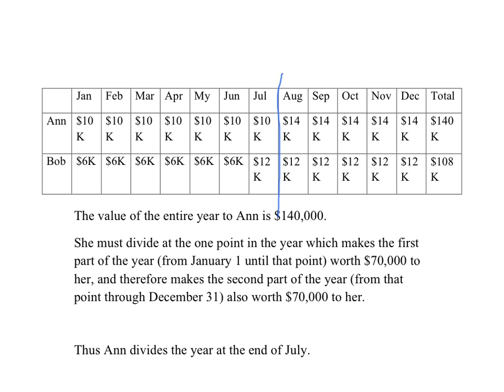She's the divider, so she is only looking at her own valuation scheme when she makes the division. She doesn't even know necessarily what Bob thinks the values are. She knows her own value system, and she divides based on her own value system.